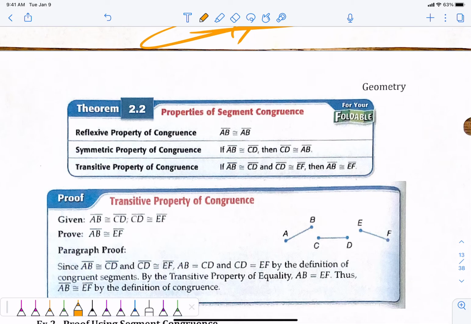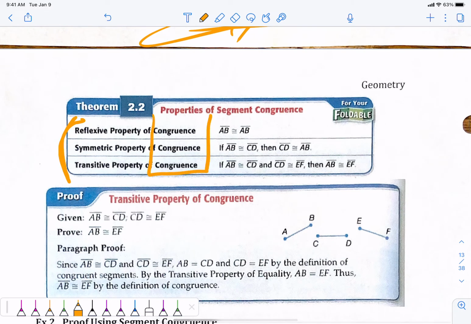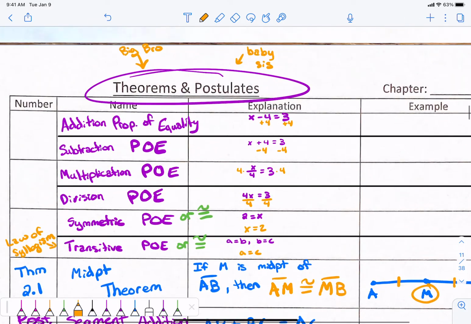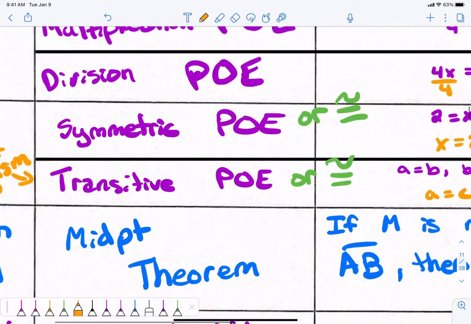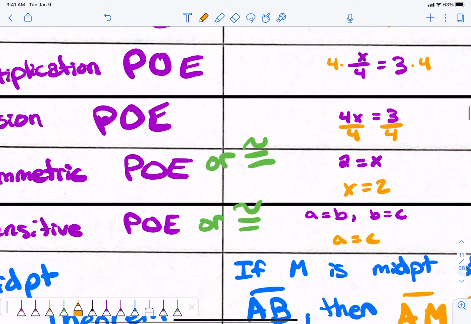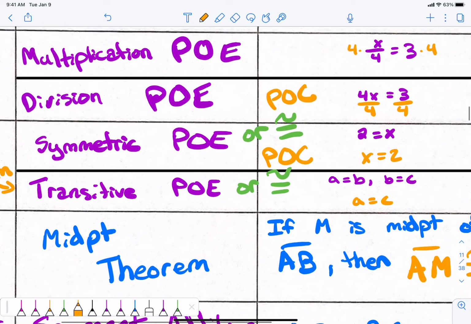Do you remember before we wrote down the reflexive property, the symmetric property, the transitive property? Now these are the reflexive, symmetric and transitive properties of congruence. Go back to your blue sheet, where we wrote down the symmetric and transitive properties, but instead of the property of equality, this is the property of congruence. So POC instead of POE. It works for things being congruent, because congruent is kind of the same as equals. But it's property of congruence instead of property of equals. So transitive and symmetric.